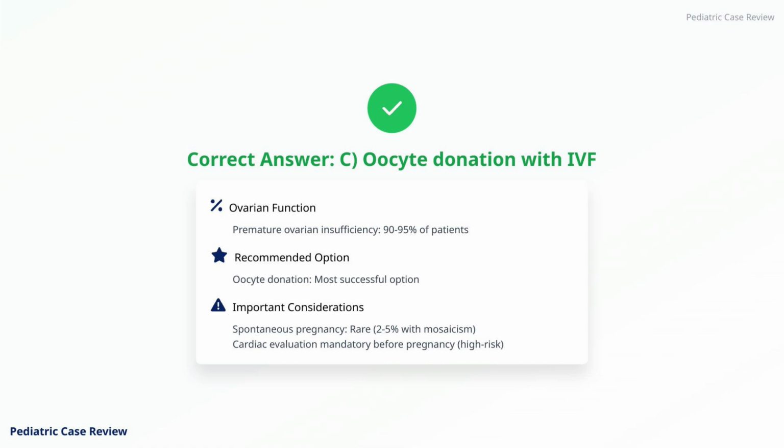Premature ovarian insufficiency affects 90 to 95% of patients. Spontaneous pregnancy is rare, occurring in only 2 to 5%, primarily in mosaic patients. Comprehensive cardiac evaluation is mandatory before any pregnancy attempt due to high-risk status.